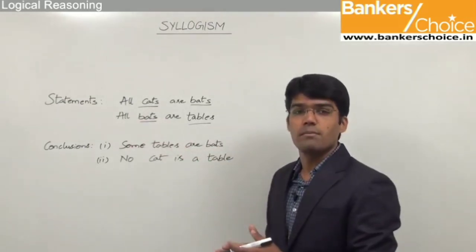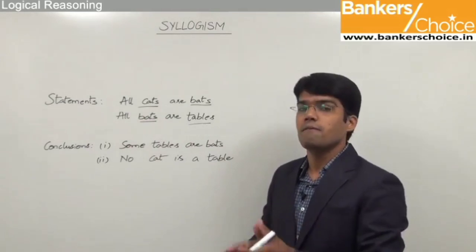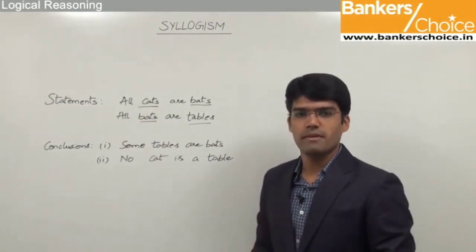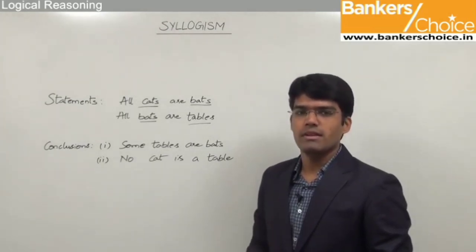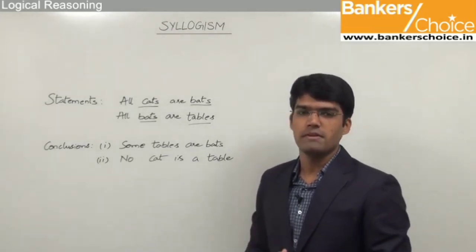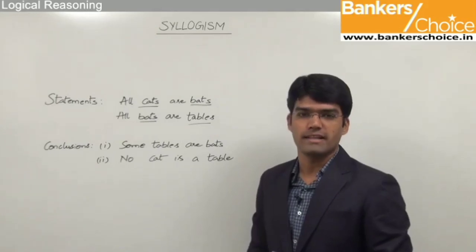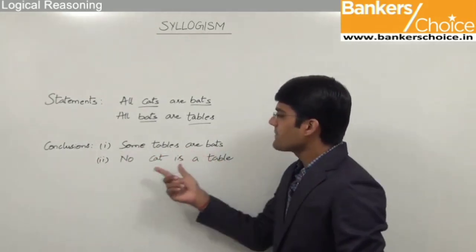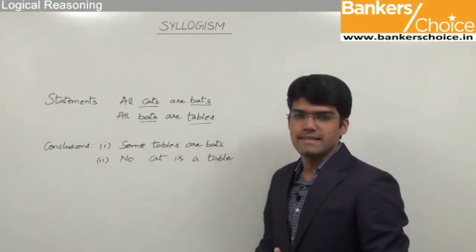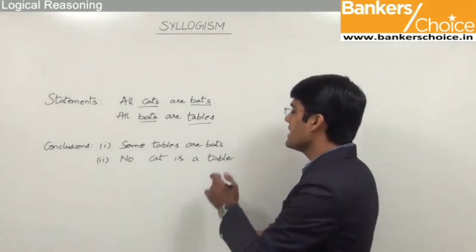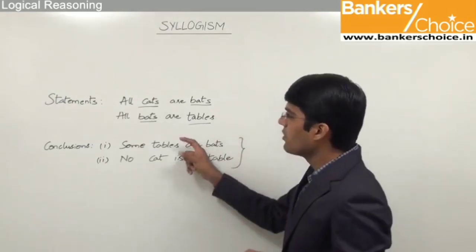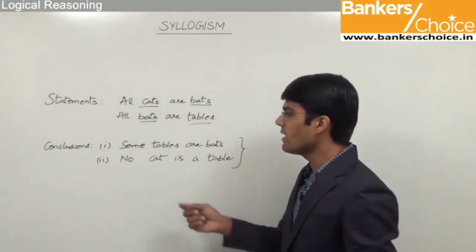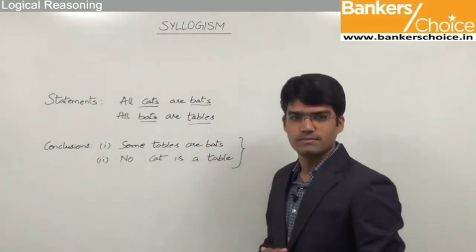So though they seem to be completely varying from the commonly known facts, we have to assume that the given statements are true. So remember friends, whatever the statement is given, it has to be assumed to be true, even if it varies completely from the commonly known facts. Now, the given conclusions are some tables are bats, and the second conclusion is no cat is a table. So, we are now supposed to check which of these two conclusions follow with respect to the given statements, by assuming that the given statements are true.